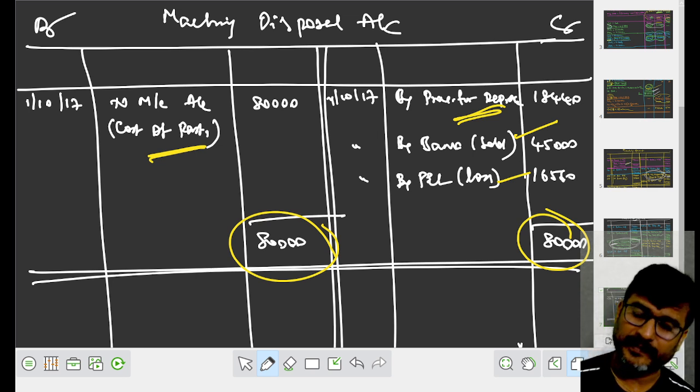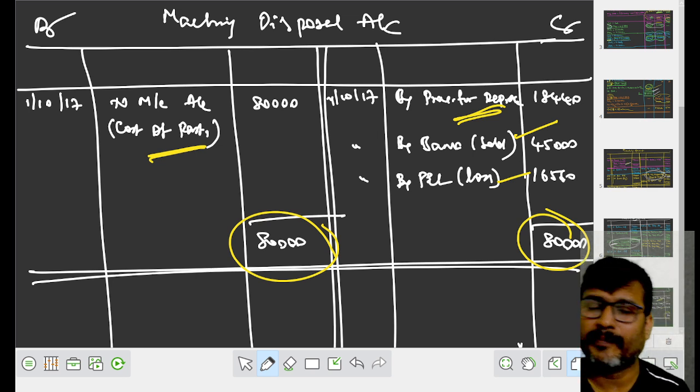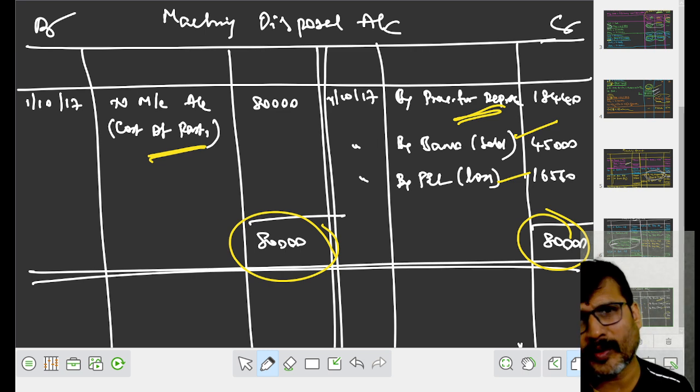Please make a note of it, and solve it for your better understanding. Okay, we will see in the next class with the next problem. I will solve one more problem of this particular type. Okay, thank you, bye bye, namaskar, all the best.